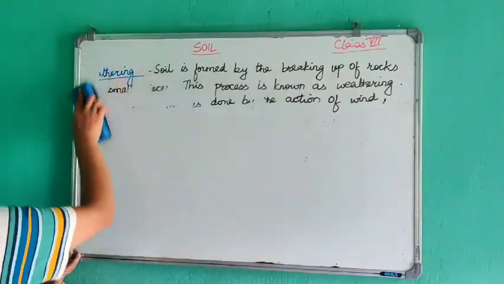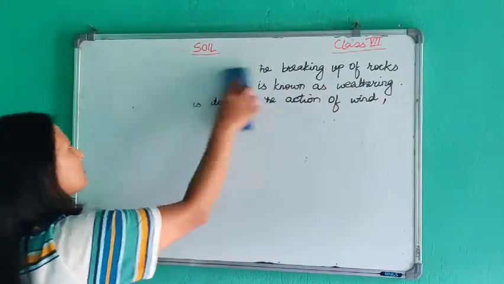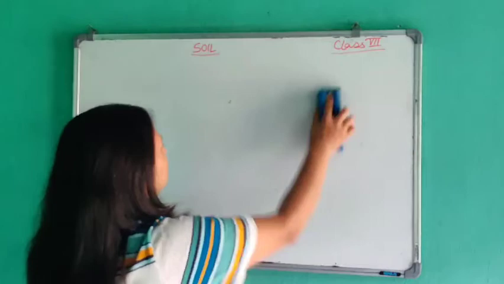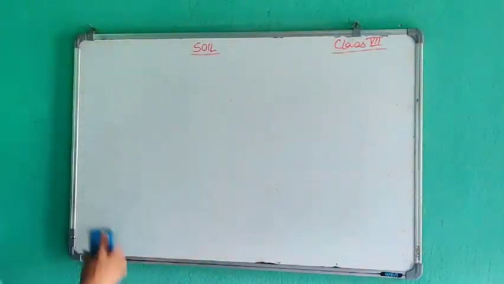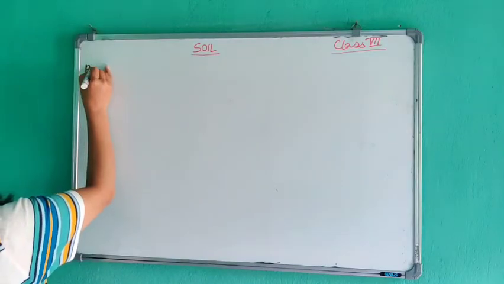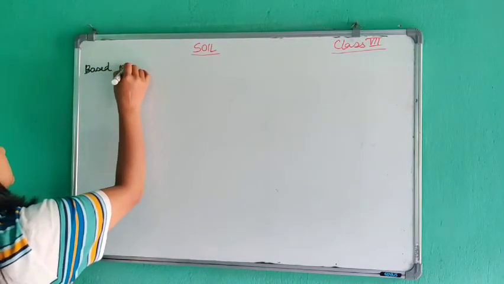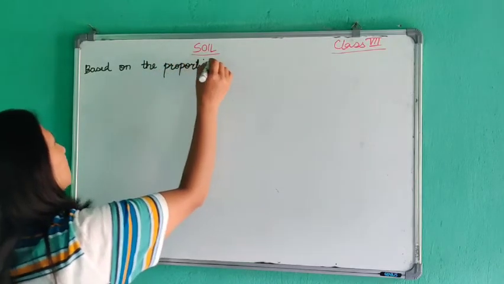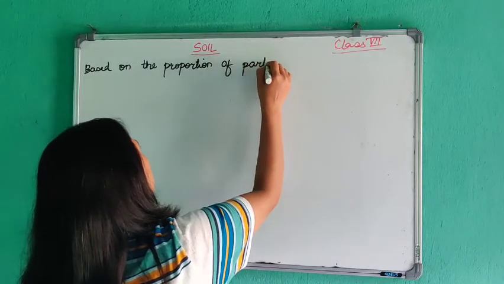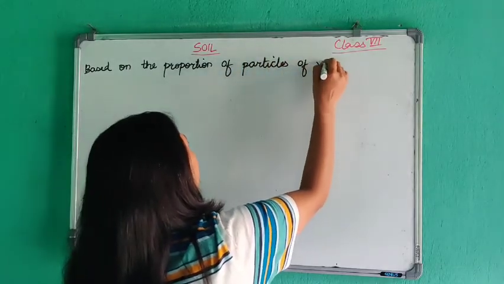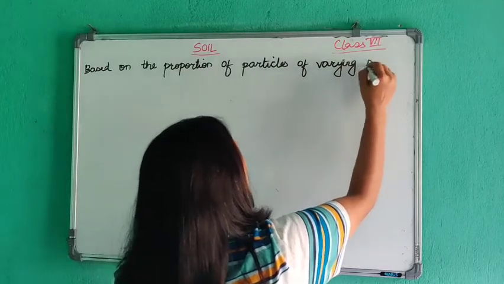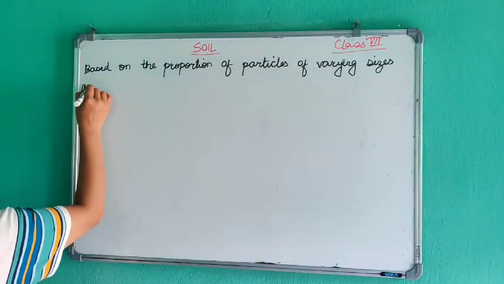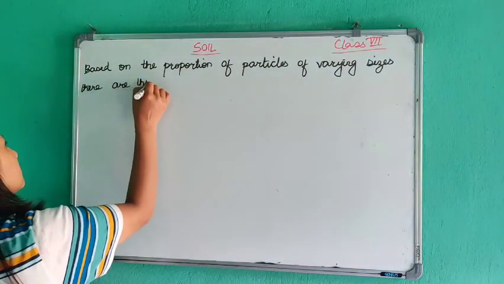So हेरौँ sandy soil भनेको कस्तो हुँदो रहेछ, clayey soil भनेको कस्तो हुँदो रहेछ अनि loamy soil भनेको चाहिँ कस्तो हुँदो रहेछ. ओके, so based on the proportion of particles of varying sizes, proportion भनेको amount है, particles को amount हेरी चाहिँ there are three types of soil.